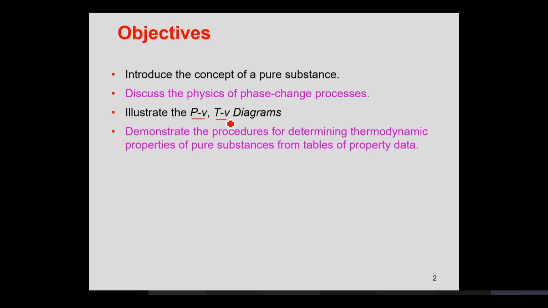Moving on, you'll have to understand the process of determining data of pure substances from the tables of property data. If you have to extract thermodynamic properties, which include pressure, temperature, specific volume, internal energy, and a few others, you will learn how to extract the relevant data out of the table, and how to decide for yourself which table you have to use to extract the data.